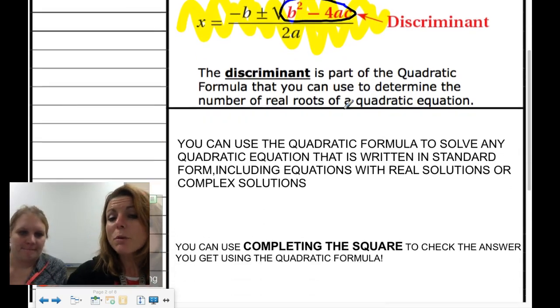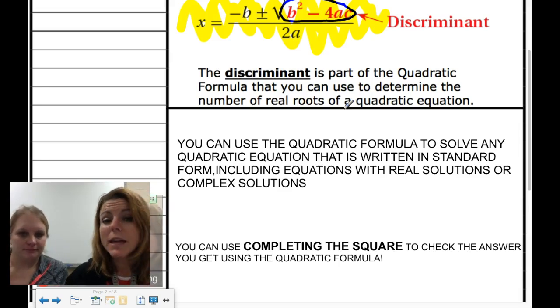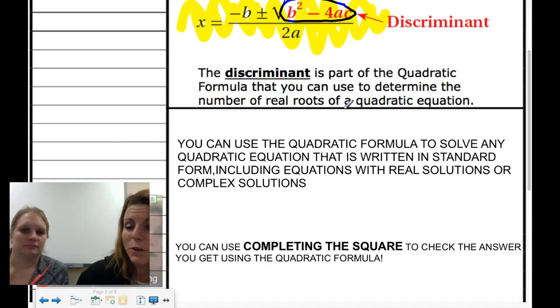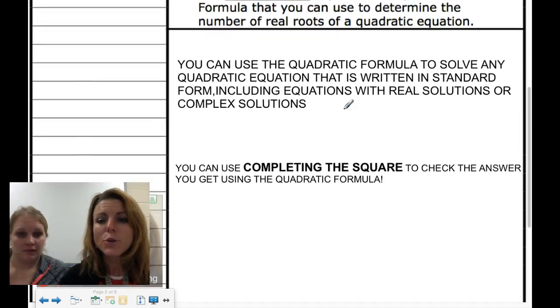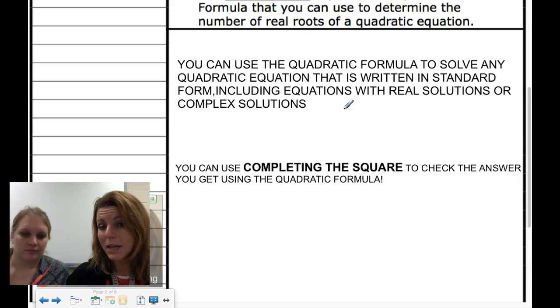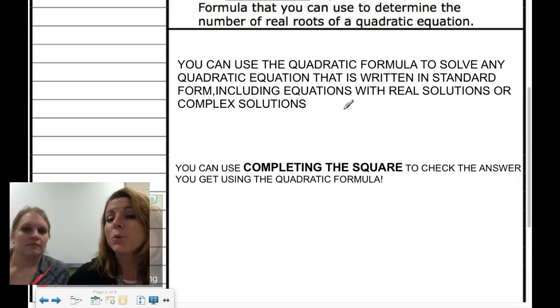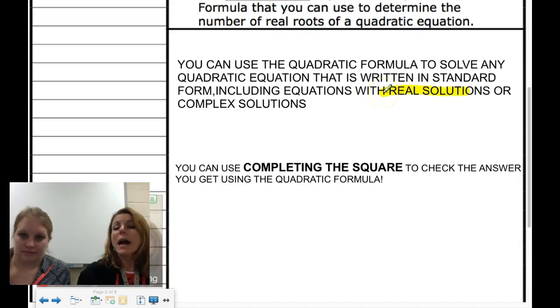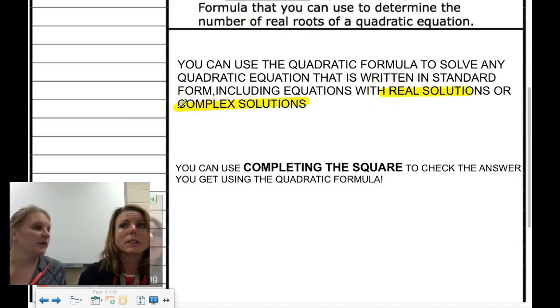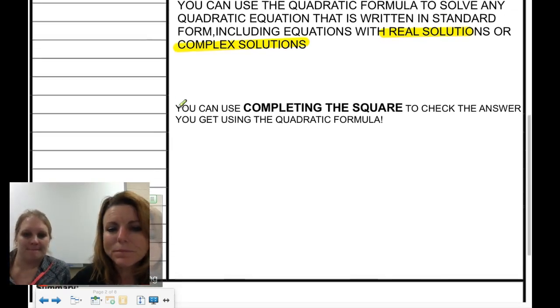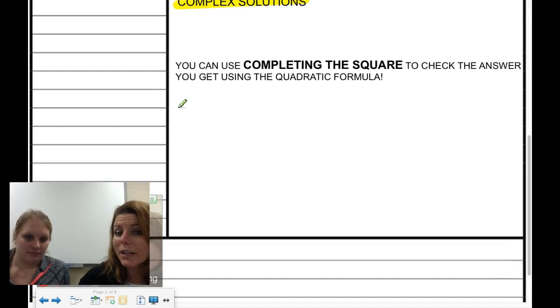And the discriminant has a purpose. It is part of the quadratic formula, and you can use it to determine the number of real roots of a quadratic equation. You can use the quadratic formula to solve any quadratic equation that is written in standard form, including equations with real solutions or complex, so real or imaginary, solutions. You can use completing the square to check your answer at any time if you're unsure.